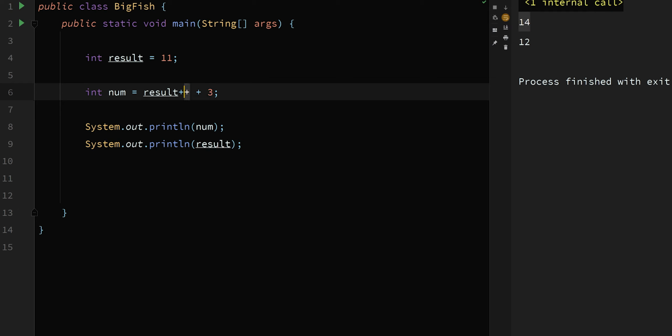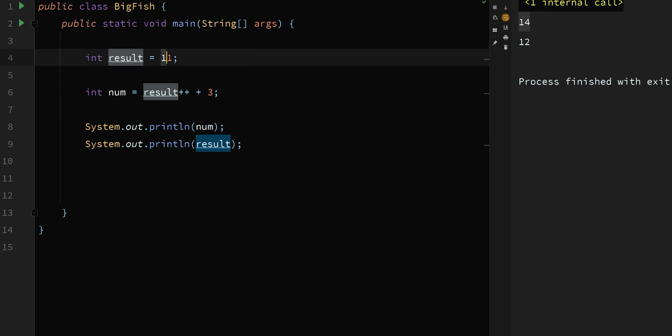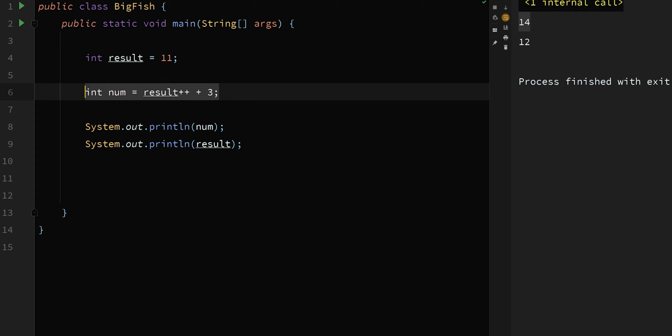Well, when you put the plus plus after the variable name, the increase happens after the line of code has been executed. So this line of code executes with result having the value of 11. 11 plus 3 is 14. After this line of code is executed, once it has finished its other operations in terms of precedence, then result gets increased by 1 to 12. So it's a little tricky there.